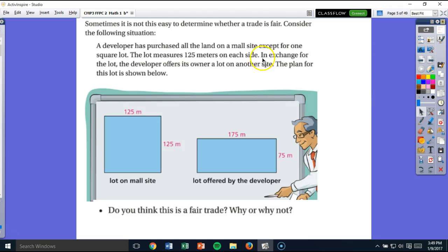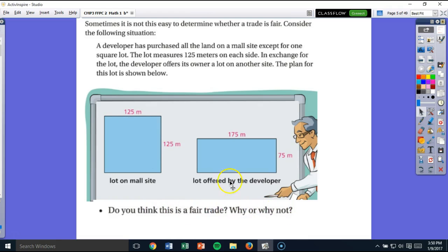Well, in our problem here, we're going to be looking at a land trade, and as it says here, sometimes it's not this easy to determine whether a trade is fair. Consider the following situation. A developer has purchased all the land on a mall site except for one square lot. The lot measures 125 meters on each side, as we show here, and in exchange for the lot, the developer offers its owner a lot on another site. The plan for this lot is shown below, and this would be the lot that they offered on another site that's 175 meters by 75 meters. It asks us, do you think this is a fair trade, and why or why not?